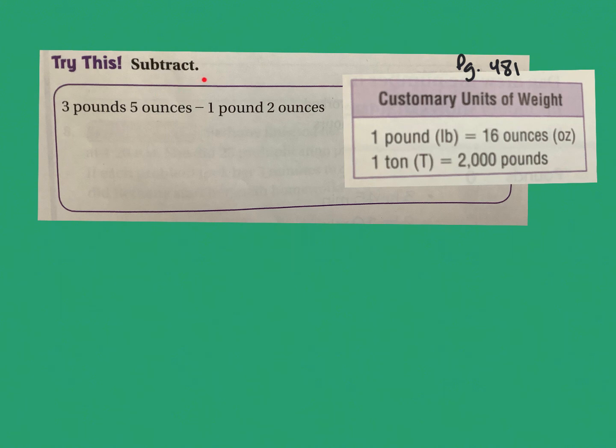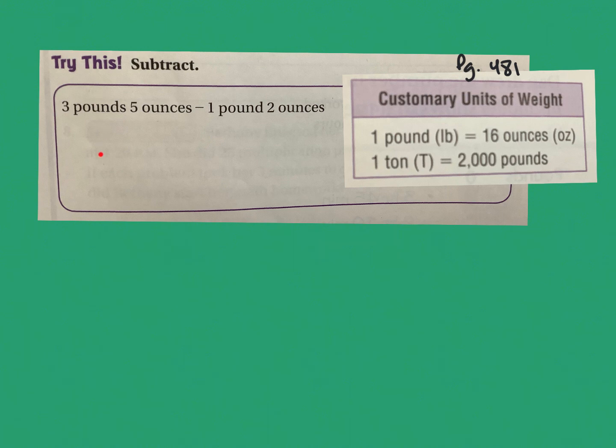Okay, they want us to try this. They want us to subtract 3 pounds and 5 ounces minus 1 pound and 2 ounces. And if I don't remember the relationship between pounds and ounces, I can flip back to page 481 and take a look there. So you can see in this lesson, you're probably going to need to flip back to some of those other lessons to get the little key on there, unless there's something you have memorized already.